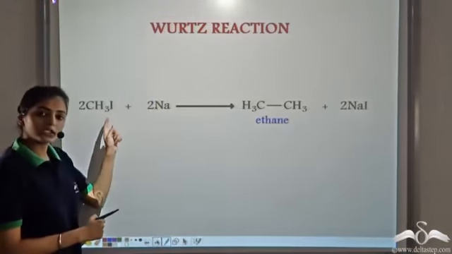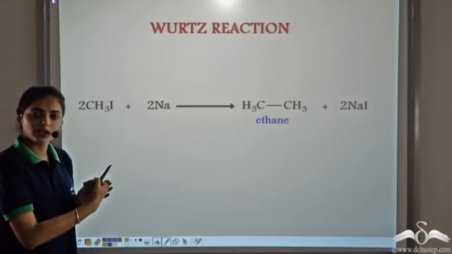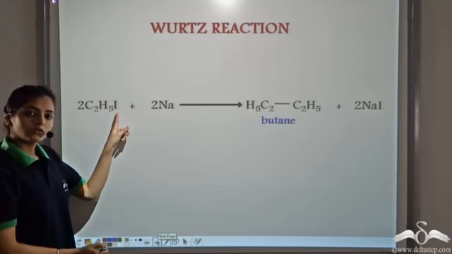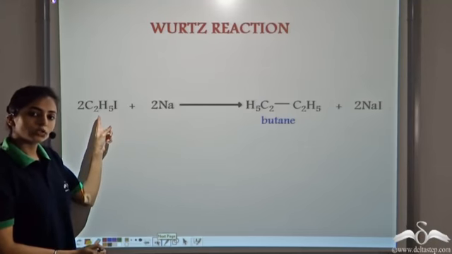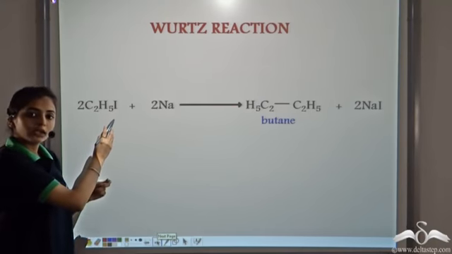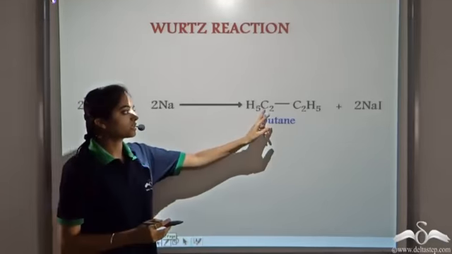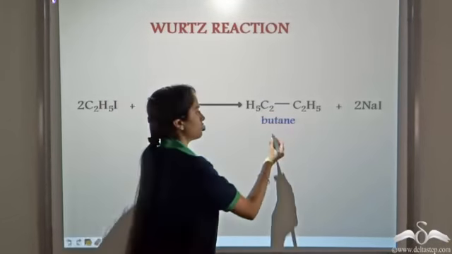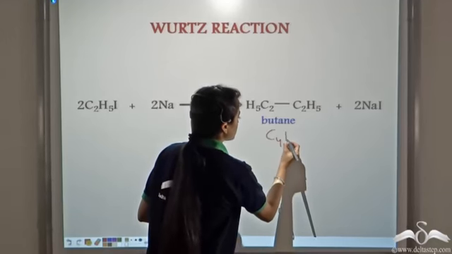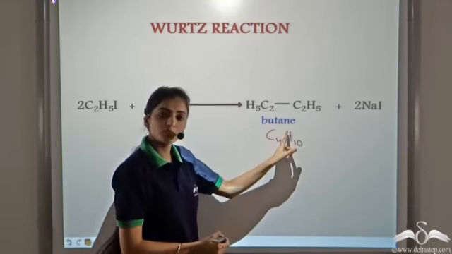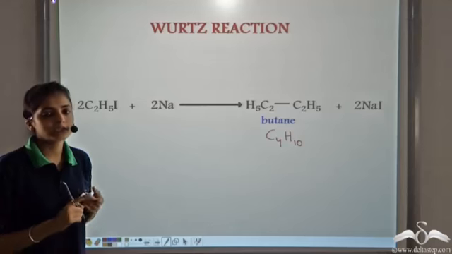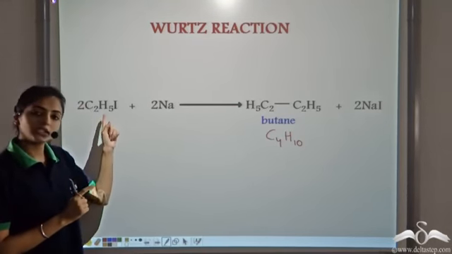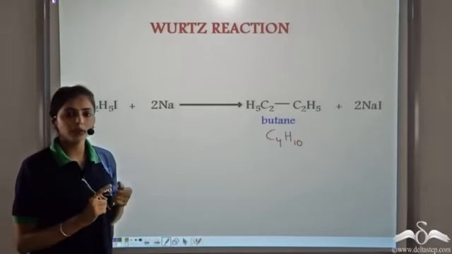Now instead of CH3I, let's take the higher iodoalkane, which is iodoethane. So in this case, we have C2H5I. So now this forms C2H5 bonding to C2H5, which is, we know, C4H10. And this is butane. So when we start with CH3I, we get ethane. When we start with C2H5I, we get butane.